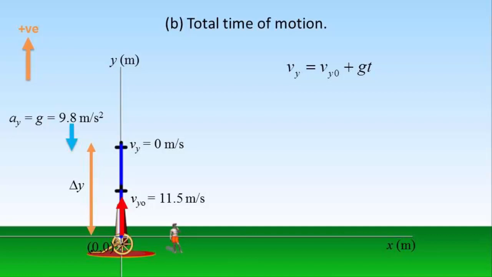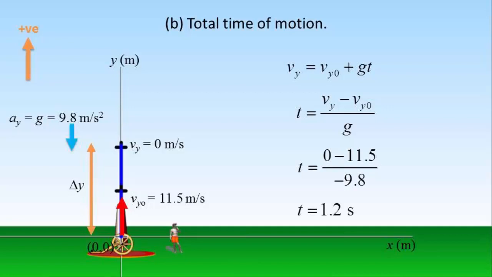Now let's rewrite this equation for the vertical direction. Notice that time does not have a vertical or horizontal component. This is because time is a scalar and not a vector. Time does not have a direction. The time of flight is the same in both the horizontal as well as the vertical direction. As we're solving for time, let's transpose the equation for time, which gives us t being equal to Vy minus Vy naught divided by g. Plugging in our values into the equation gives us a time of 1.2 seconds.